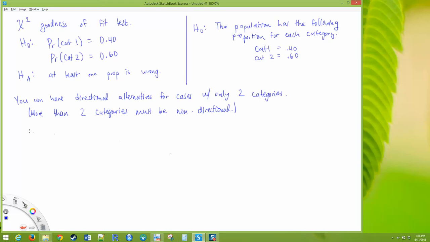Okay, and then you calculate the chi-squared statistic as observed minus expected, squared, over expected, added up for all categories, and you look it up in the chi-squared table with degrees of freedom equal to the number of categories minus 1.